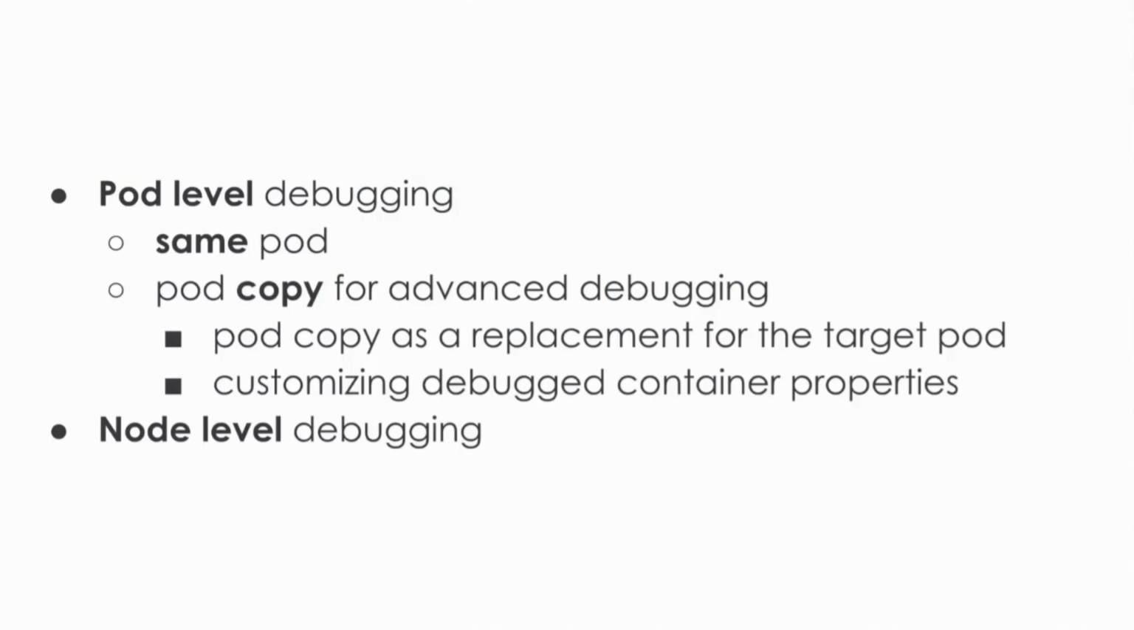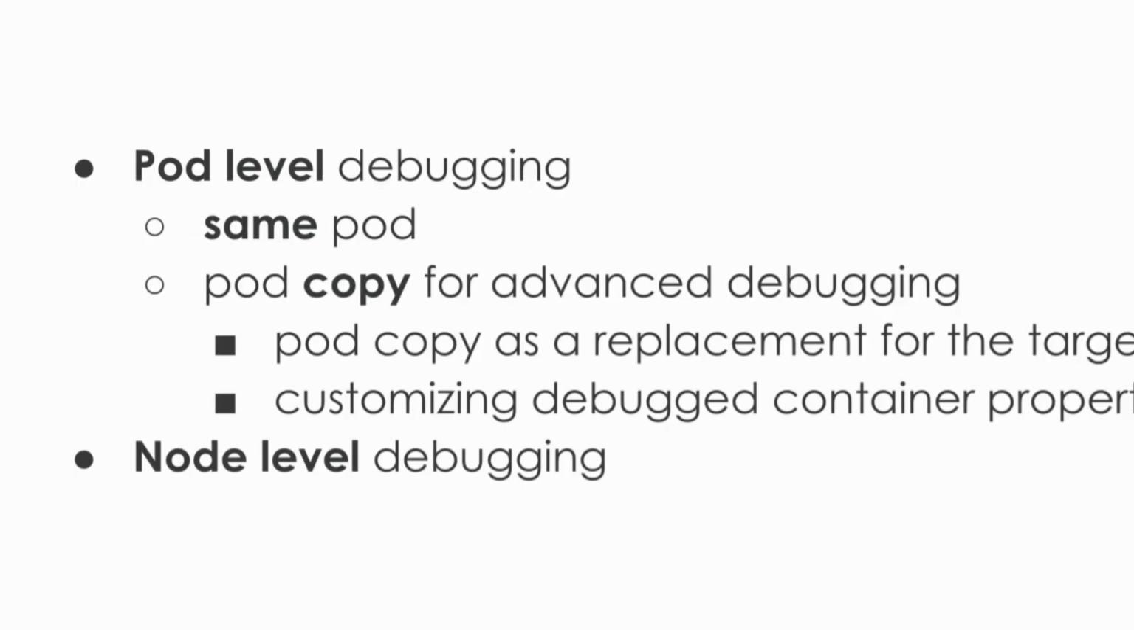So this is just pod level debugging, same pod copy for advanced debugging. There is one command which we'll be discussing later. Some of it uses ephemeral containers and other stuff doesn't, because you don't always need to have ephemeral containers. For example, when you get a pod copy, you can use a regular container because it's the time when you get to decide.